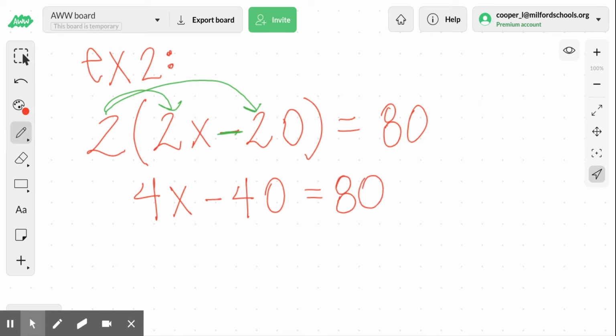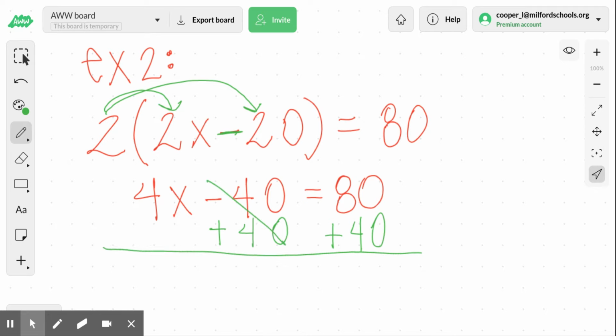So then we're back to our 2-step. We need to eliminate this minus 40. So we're going to do the inverse and add 40. Anytime we do an inverse, it helps us get rid of the number that we need and put it on the other side. We now bring down our red. So 4x equals 120. I'm running out of room, so I might go off to the side again.